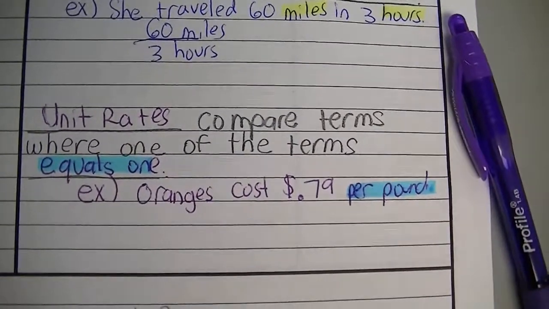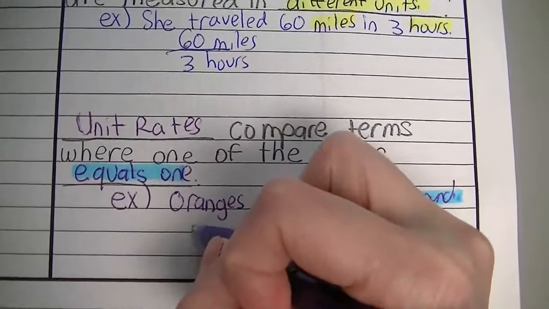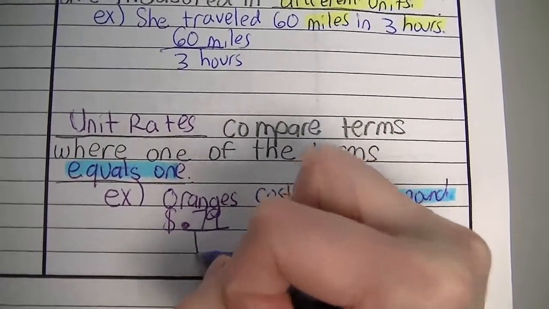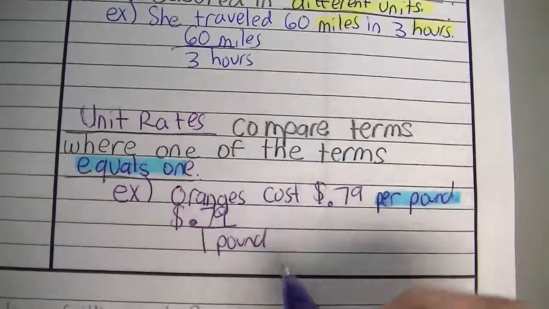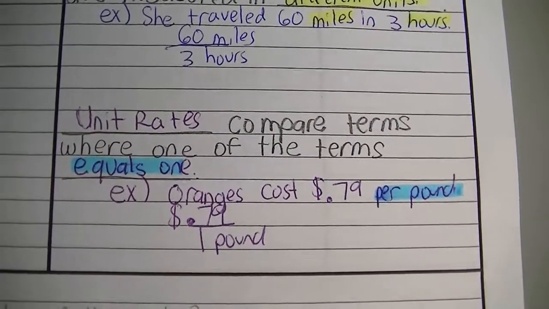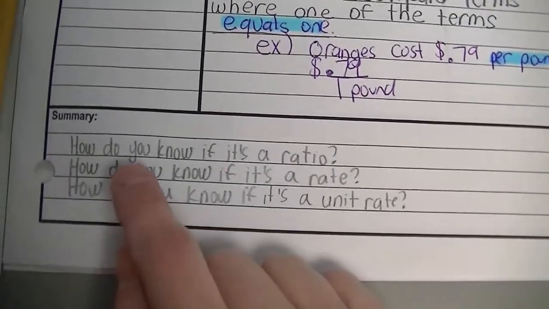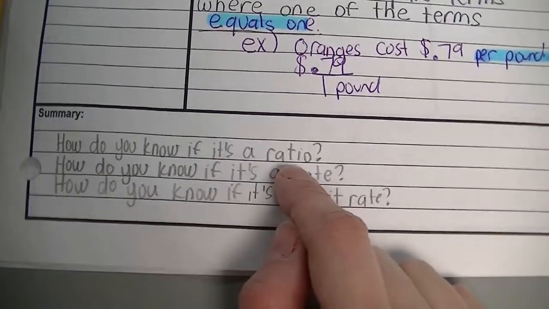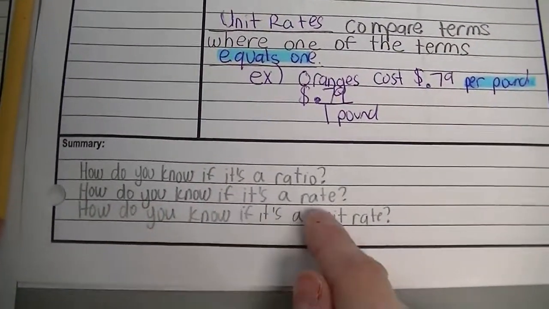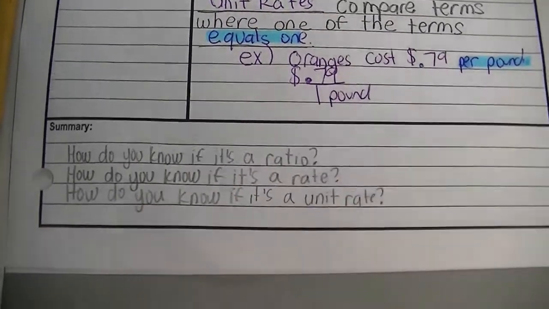Okay, so let's go ahead and write the fraction represented by this. So money in the numerator and label it 79 cents per pound. Or I could have used LB for pound, same thing. For your summary, I want you to answer these questions. How do you know if it's a ratio? If you don't remember, reread what you wrote up there. How do you know if it's a rate? How do you know if it's a unit rate?